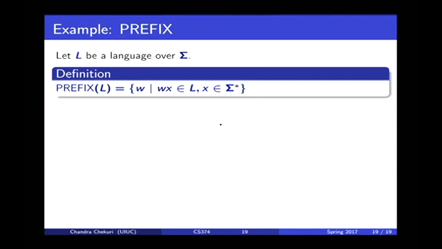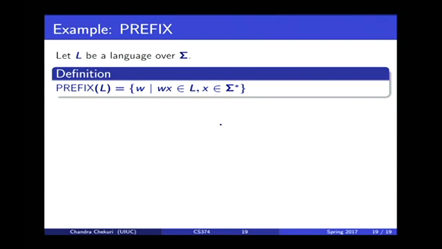A prefix is something that starts at the start of the string and goes part way. It can go all the way. So is this operation okay? If I have a language L, prefix L is another language, right? So it's defined for every language.